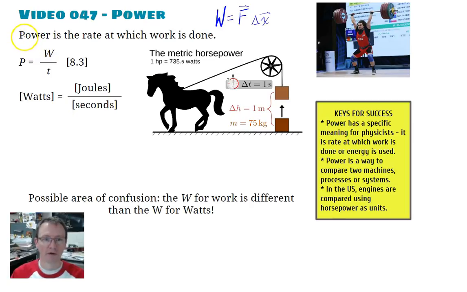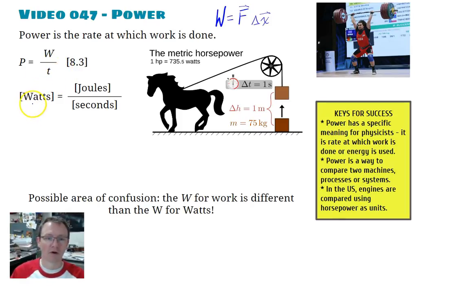And so here's the definition. Power is the rate at which work is done. It's a very simple formula. Look at this. Power equals work divided by time. That's it. So easy. There's not much to it.